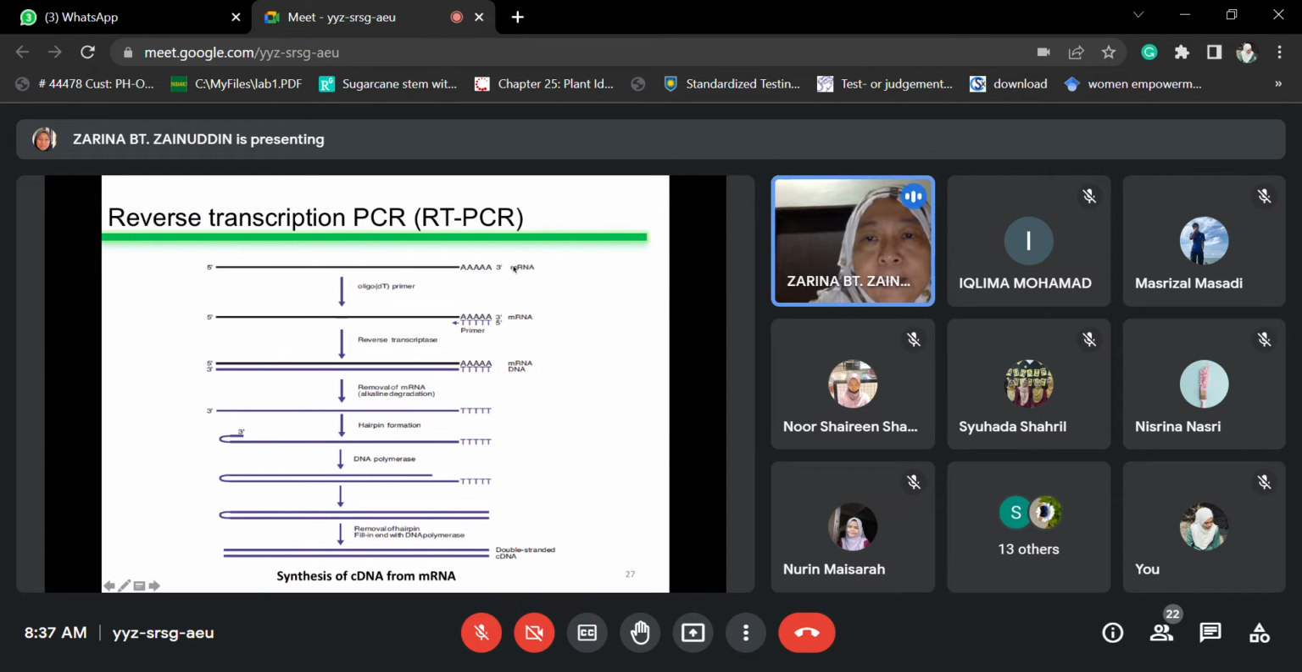So basically, in the reaction, you add an oligo-dT primer. The primer will bind to the poly-A tail of the mRNA. You add reverse transcriptase, which will add nucleotides complementary to the mRNA to synthesize one strand of DNA. Then we remove the mRNA, since we don't need it anymore, by alkaline treatment, leaving only one strand of DNA. This DNA is complementary DNA, cDNA.